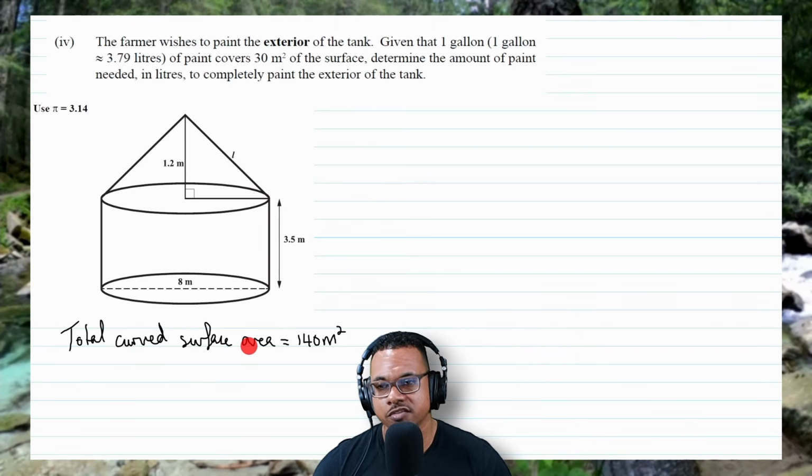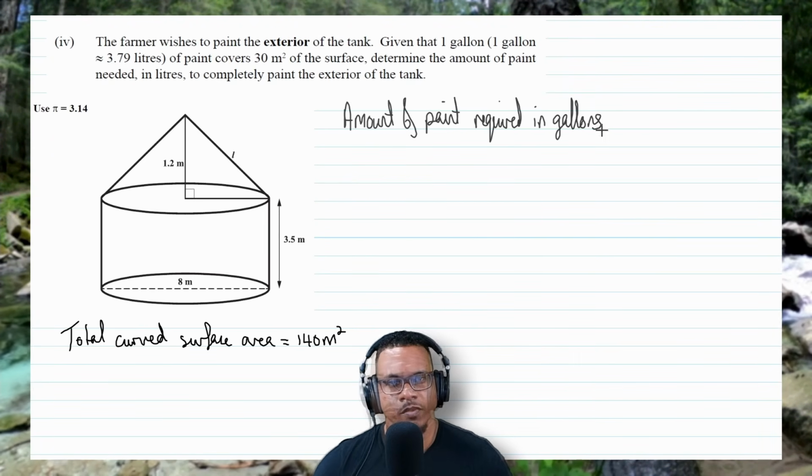So we know that the total curved surface area we found to be 140 meters squared. So now if 1 gallon, which is equal to 3.79 liters, covers only 30 meters squared of surface area, what we'll need to do is divide this 140 meters squared by the 30 meters squared. So we'll get the amount of gallons of paint required. And then we can multiply it by the 3.79 to get it in liters. All right, so here I have the amount of paint required in gallons would be the 140 meters squared, which is the total curved surface area, divided by 30 meters squared, which is what 1 gallon will give you.